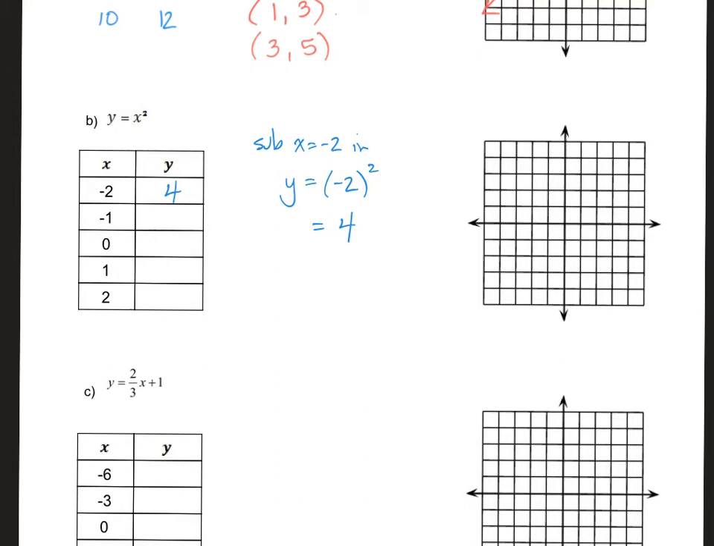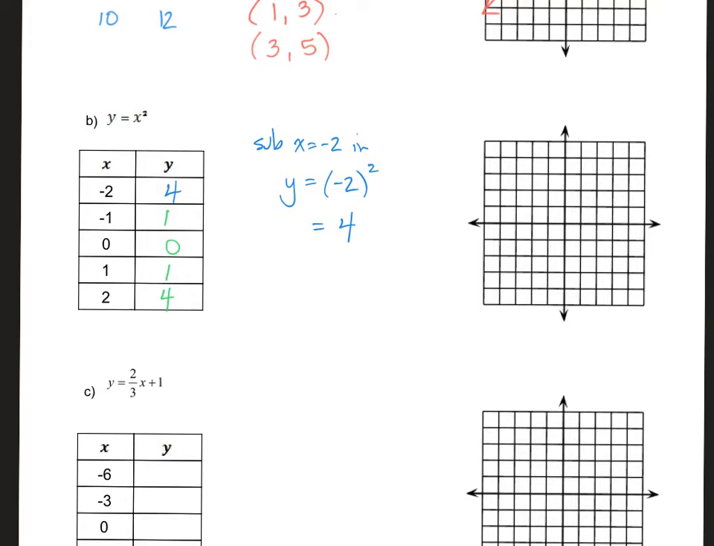As we go through that same process, we may feel comfortable to now finish off that table. I'd like everybody to pause the video right now and give it a shot. Okay, welcome back. We should be able to go through and do the rest of that table in our head. I can replace my x with a negative 1, so negative 1 squared is 1. I can replace my x with 0, 0 squared is 0. I can replace my x with 1, 1 squared is 1. And I can replace my x with 2, 2 squared is 4.